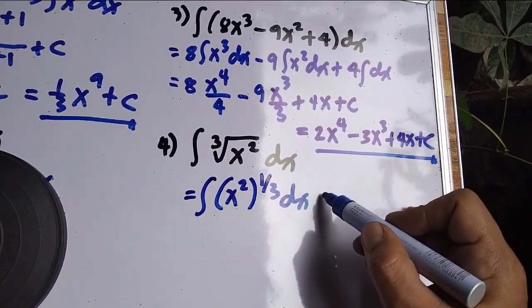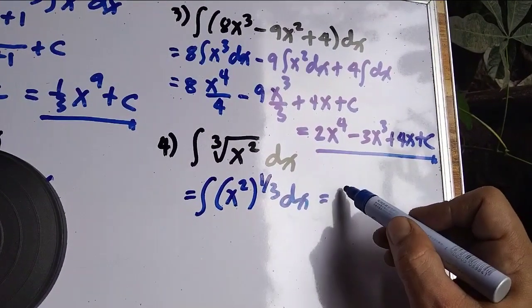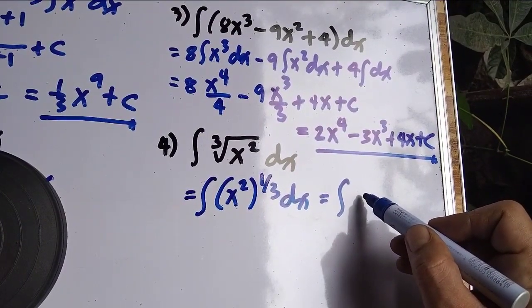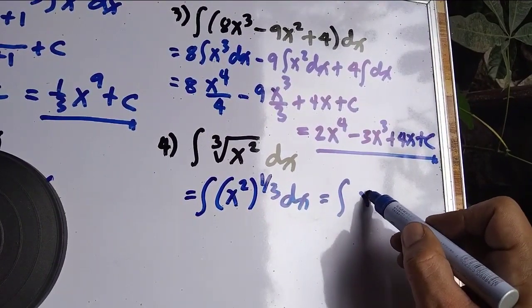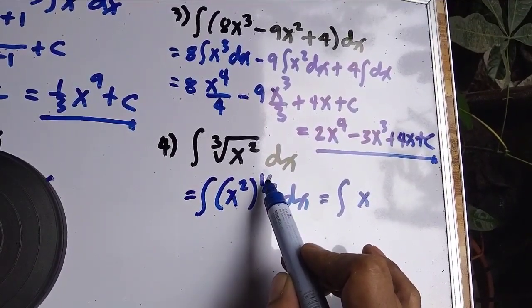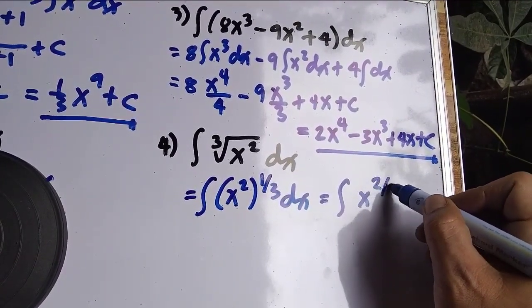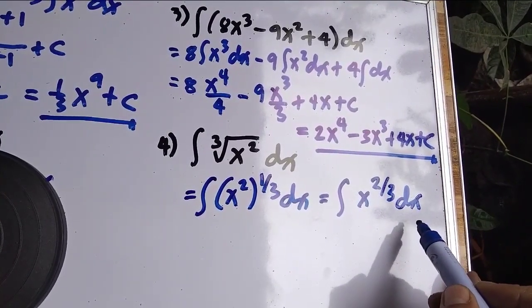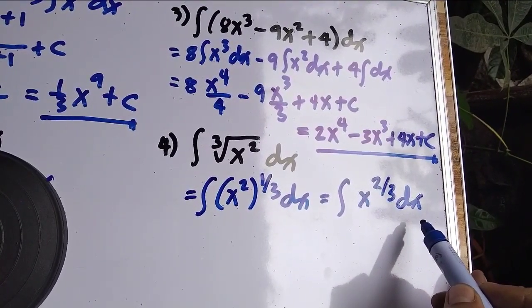Then, simplify further para mas simple siya tanawon. Integral, using the law of exponent, you have x. What is 2 times 1? 2. So, x to the 2/3 dx. So, kanina ra mo i-integrate. Simple na tanawon. So, integrate that one.